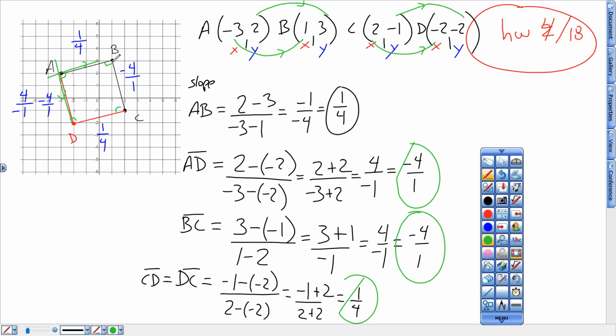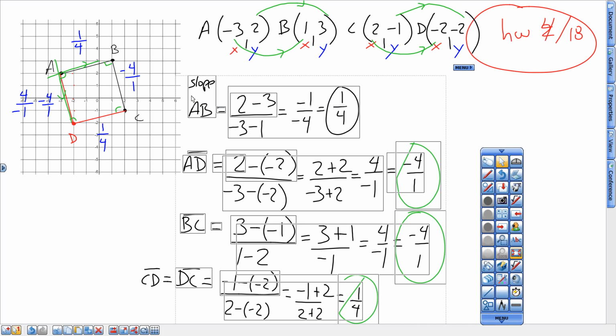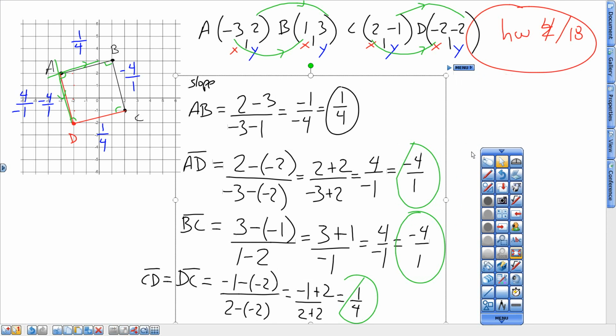My next step is to prove that this square has equal lengths. So let's try to do that. Let's shrink this down a little bit.